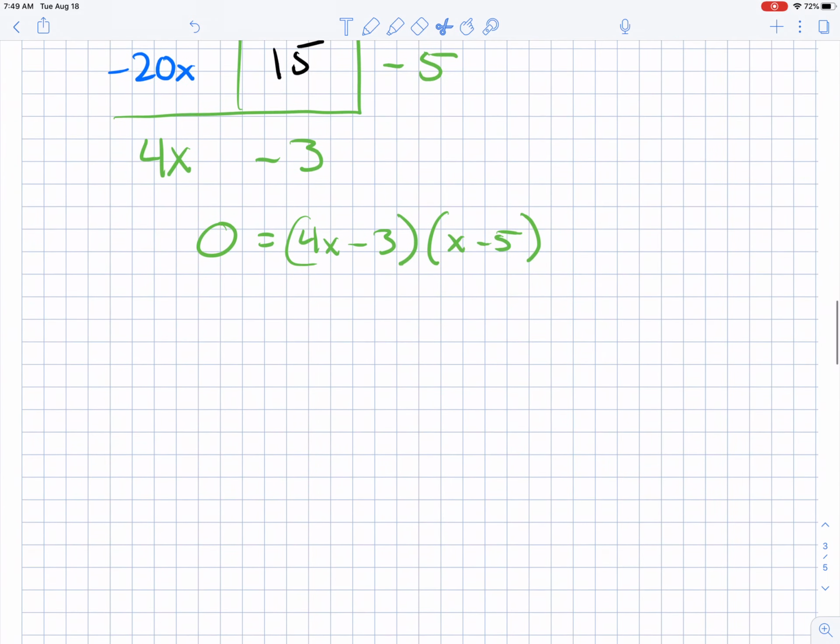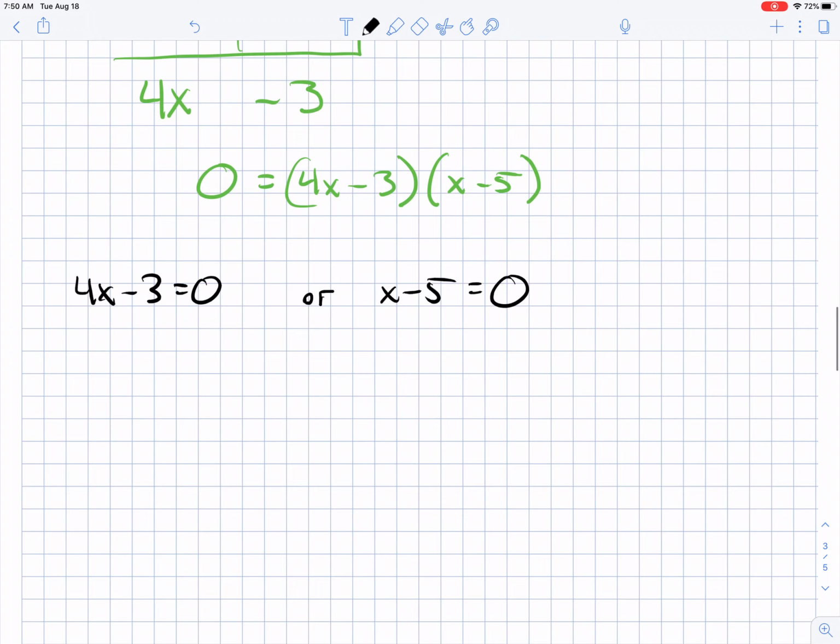Okay, so then I think in class, we made a statement that when things multiply to give us 0, basically set each one to 0 and solve. So this is called the zero factor property. So then what should be the case is 4x minus 3 equals 0, or x minus 5 equals 0.